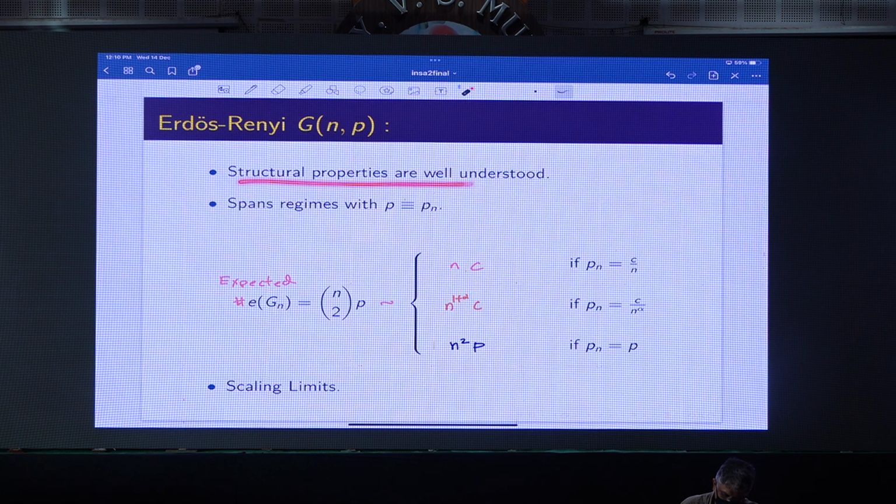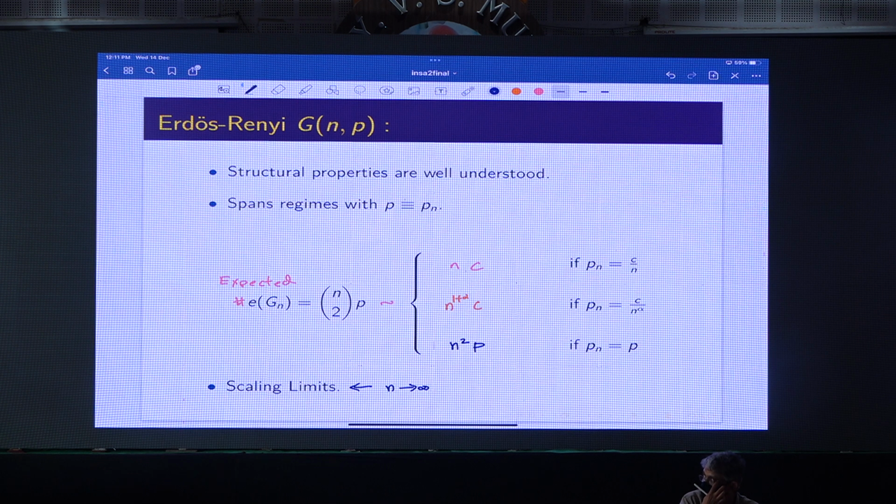Structural properties are understood. For example, if p_n is C by n, you can place a value on C when the graph will become connected. You can understand isolated vertices based on the value of C. You can understand many, many properties of the graph just on how p_n is behaving with regard to n, and as n goes to the infinite limit. So again, this n going to the infinite limit is what I would call scaling limits. This has also been very well understood.